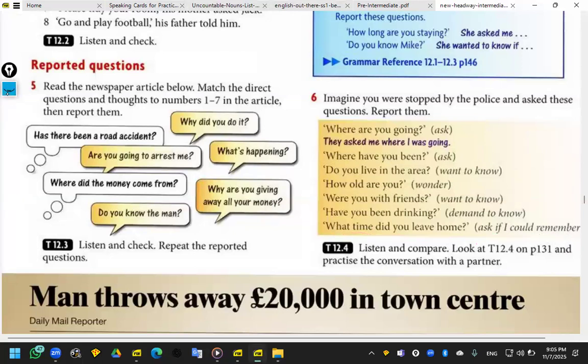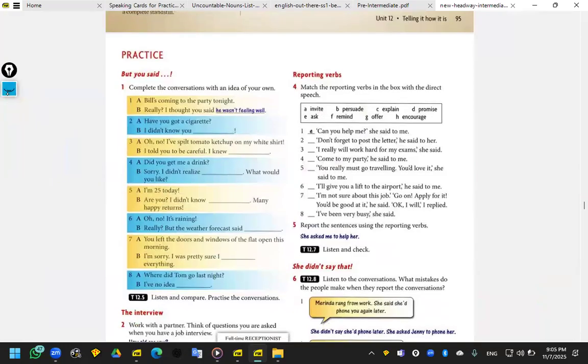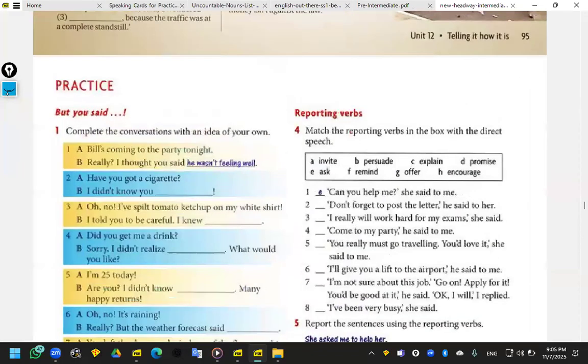So this is it. This is about these two pages. Now please watch the next video because we have to discuss now this new page.